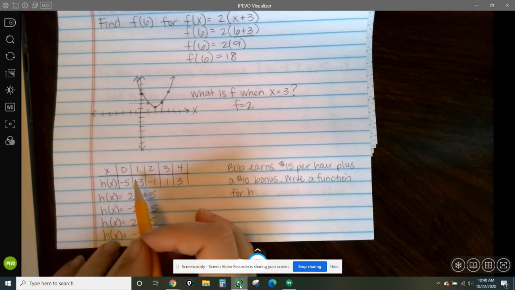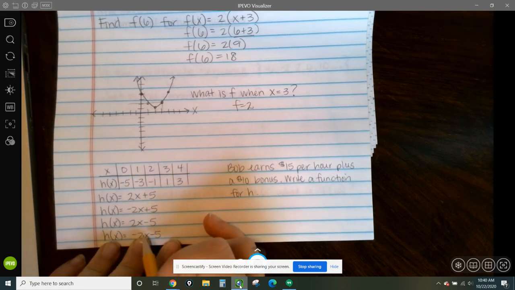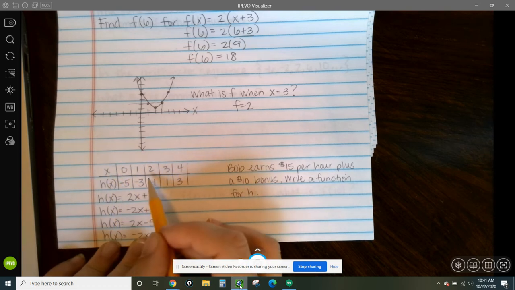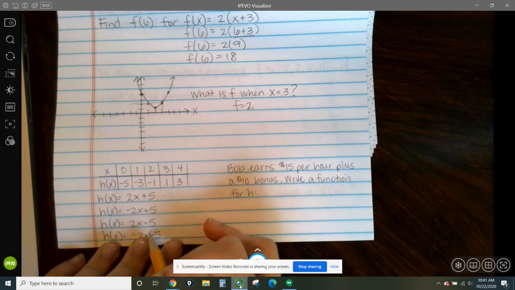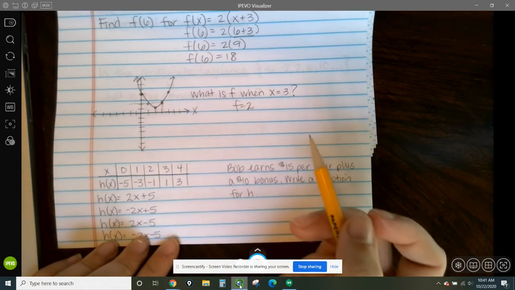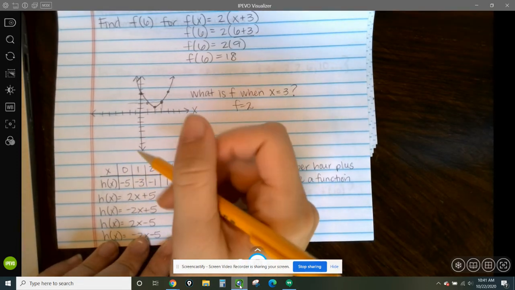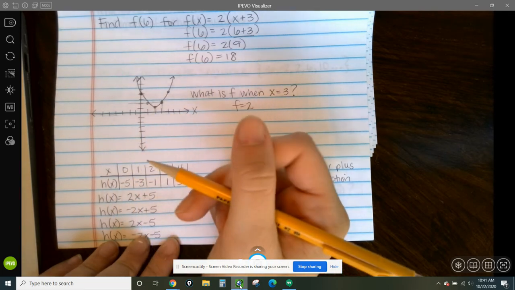Okay, here's an input-output table, and they're saying which is the function that matches this input-output table. So kind of the reverse of what we just did. Which one of these works? So we need to plug in some of these x values and see if I get the right y value out or the right h of x value out.